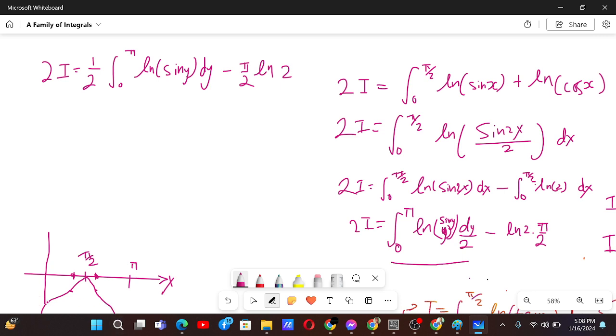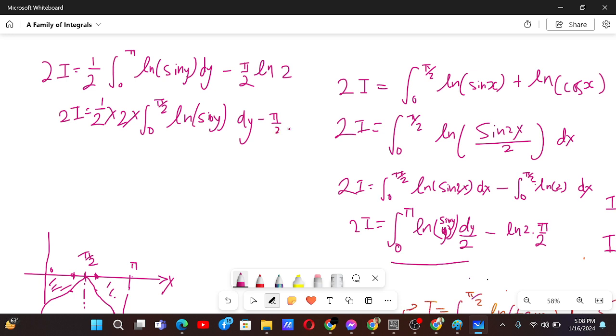Yeah, and it goes to negative infinity at 0 and pi, but our idea is the graph is symmetric about pi by 2. So this area and this area will just be the same. That's why we can write this integral as 2 times the integral from 0 to pi by 2 of ln sin y dy minus pi by 2 ln 2.